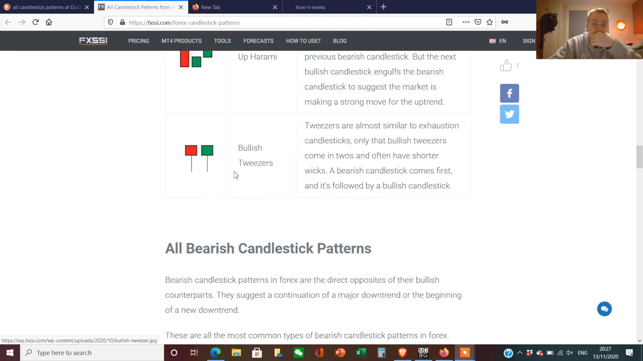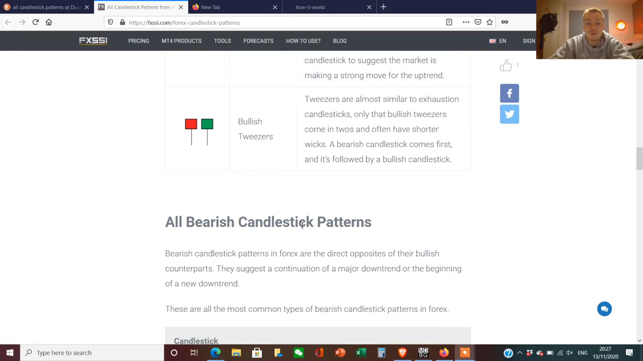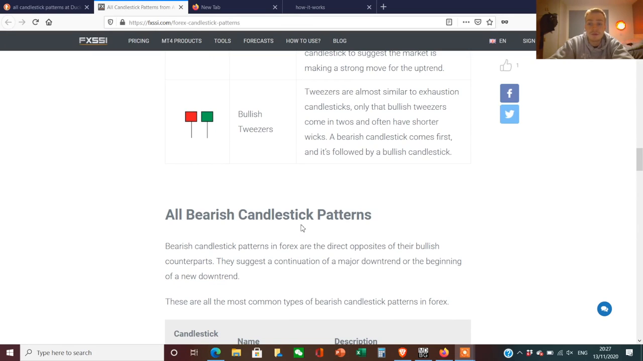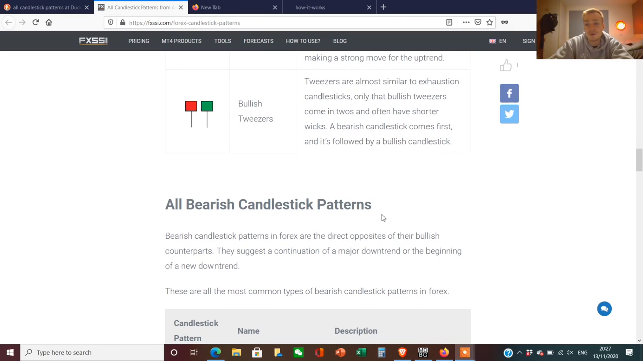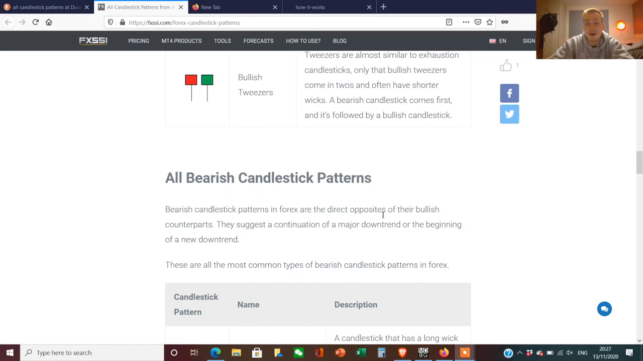Bullish tweezers. Tweezers are almost similar to exhaustion candlesticks, only that bullish tweezers come in twos and often have shorter wicks. A bearish candlestick comes first, and it's followed by a bullish candlestick.